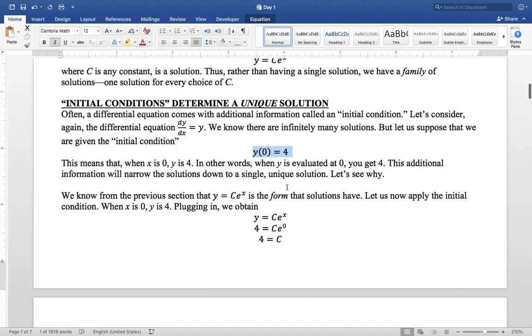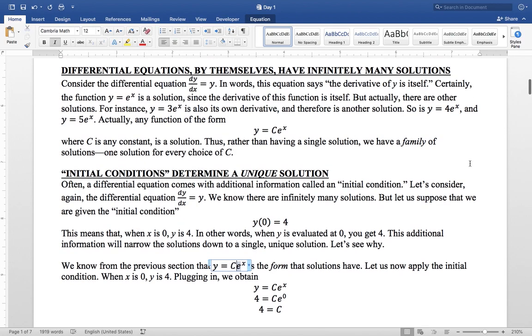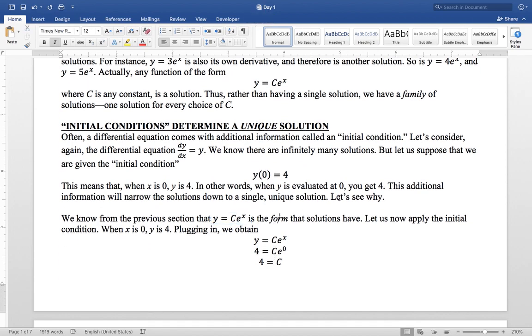Well, let's see why. We know from what we just did up here that y equals c e to the x is the form that the solutions to this equation have, right? They all have that form: y equals some constant c e to the x, or y equals 3e to the x, or 4e to the x, 5e to the x. They all have that form. But if we now apply the initial condition, we'll see that a unique solution is specified.